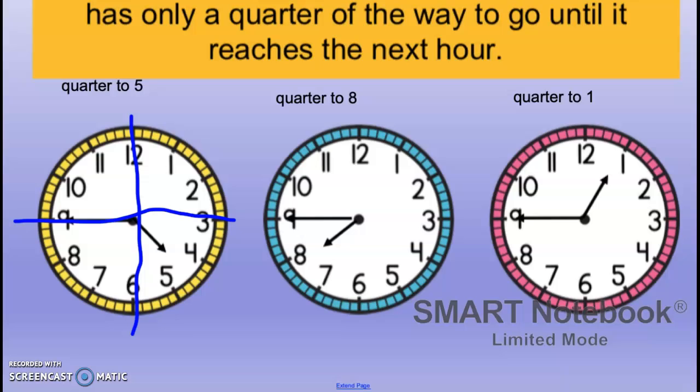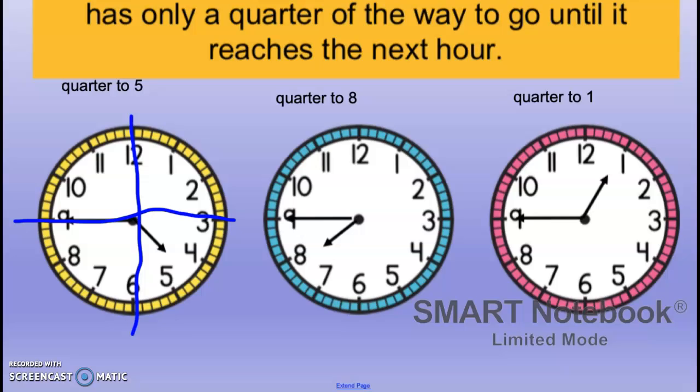So let's look at the yellow clock again. I've already partitioned it into fourths, and it is a quarter to what time? What time is it about to be? I'm so sorry, that is two. It is a quarter to 5 because it's about to be 5 o'clock.